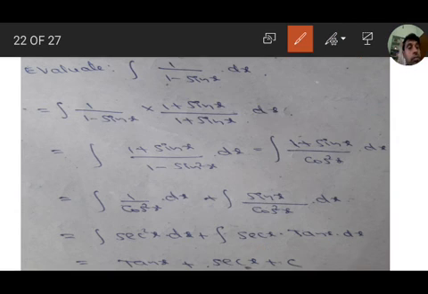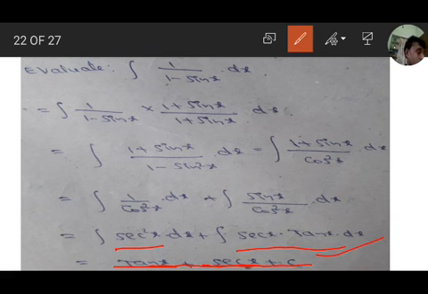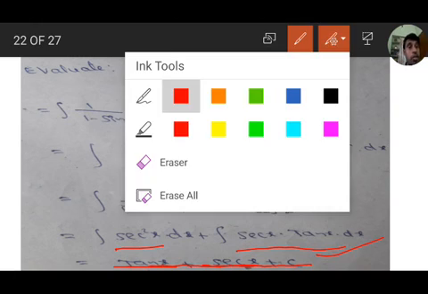That is sec x into tan x. So integration of sec square x is tan x and integration of sec x into tan x is sec x plus c. Therefore the answer is tan x plus sec x plus c. Let us move to the next problem.